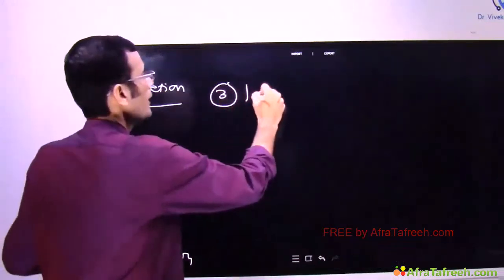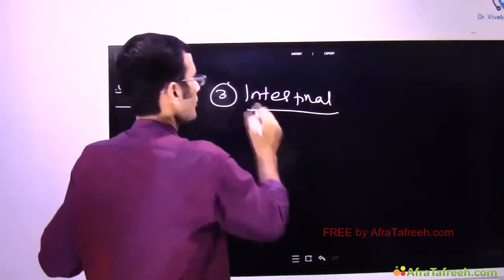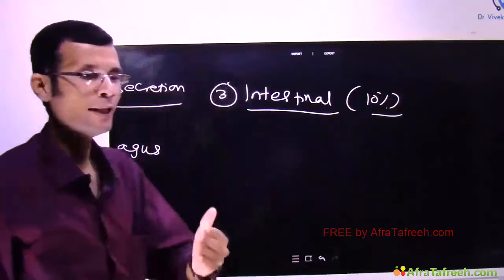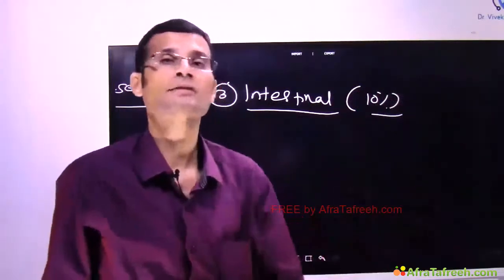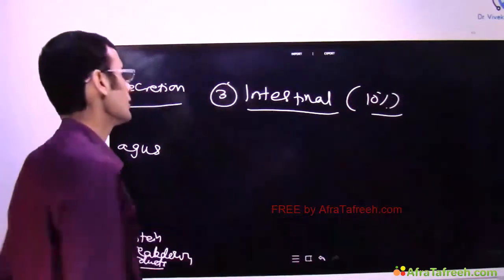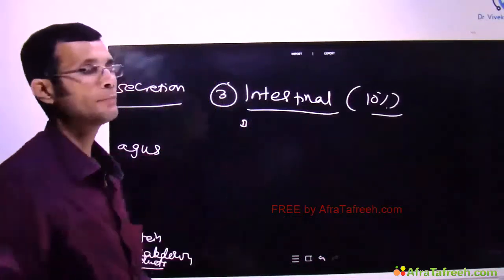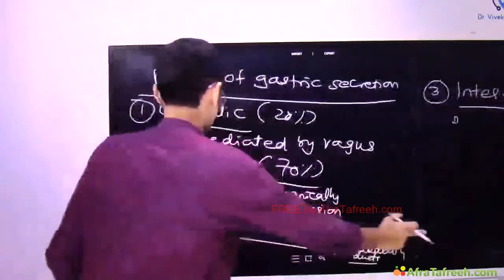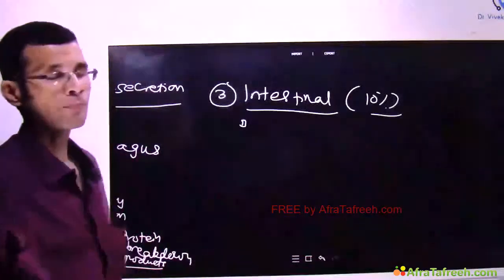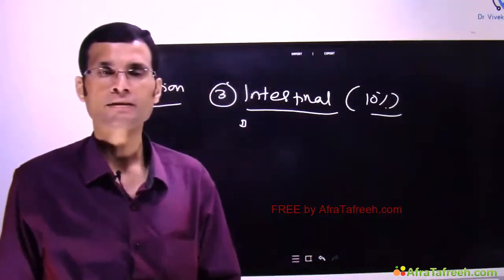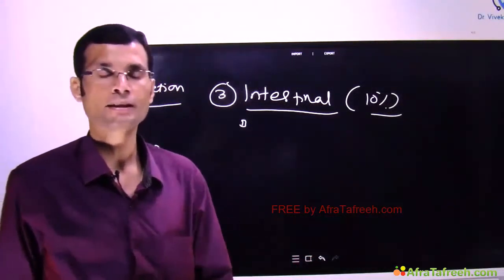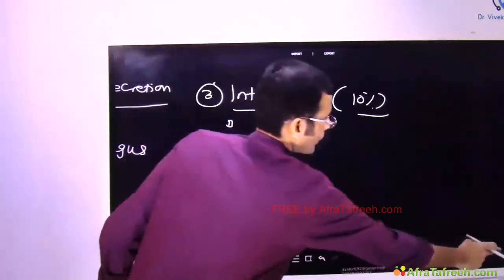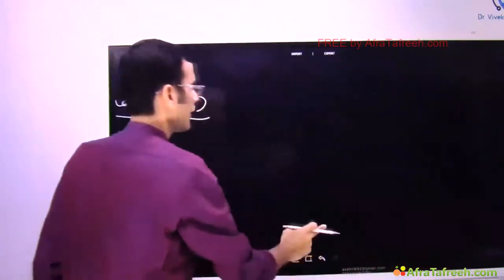Third, the intestinal phase of gastric acid secretion. About 10% of secretion occurs in the intestinal phase, meaning food has gone from the stomach into the intestine, and still there is gastric acid secretion. This is mediated partly by gastrin, and it will be inhibited by certain factors like enterogastrone or neurotensin. So these are the phases of gastric acid secretion.